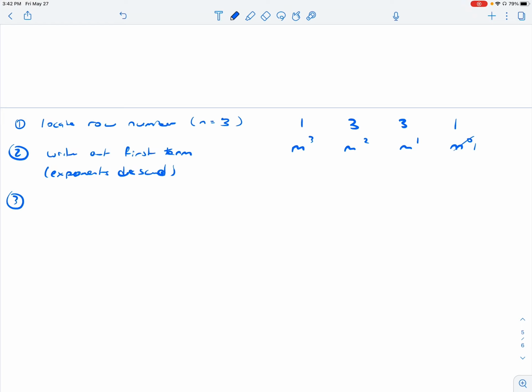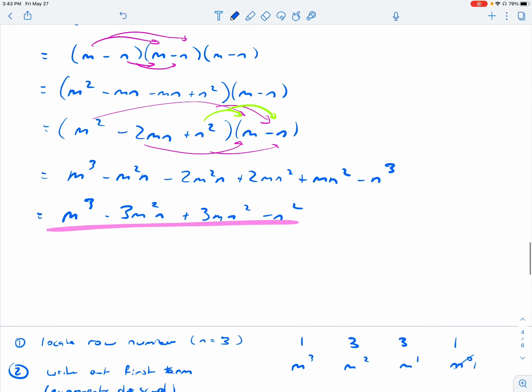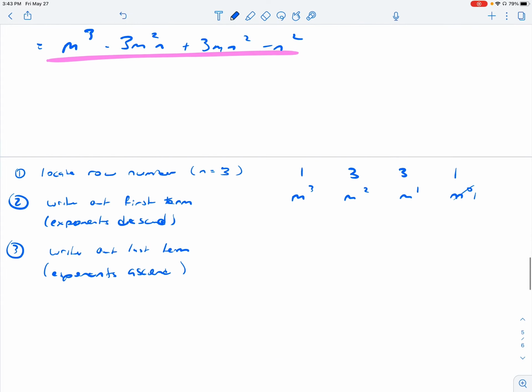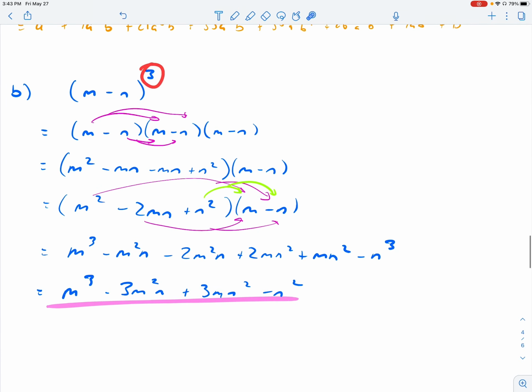Okay, step 3, write out last term. And then we'll say exponents ascend. So they go up. So the second term here is actually negative. It's a negative n. That's what we're going to write out. We're going to put it in a bracket. And our exponents start from 0 and they go up to 3. The exponents always need to be equal to the row number or equal to the exponent on the binomial.